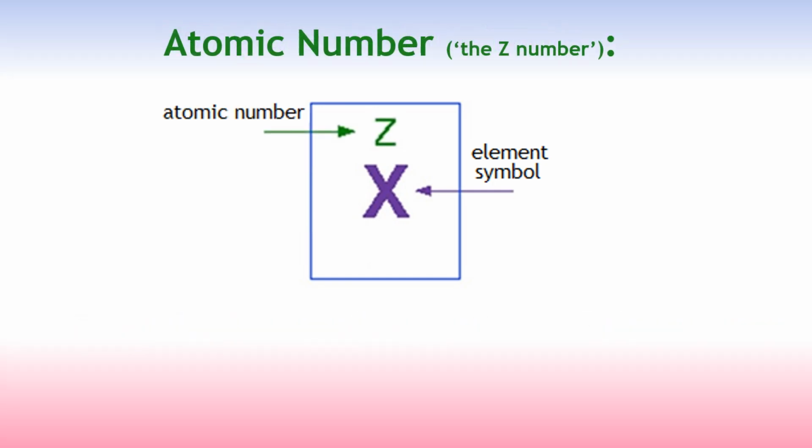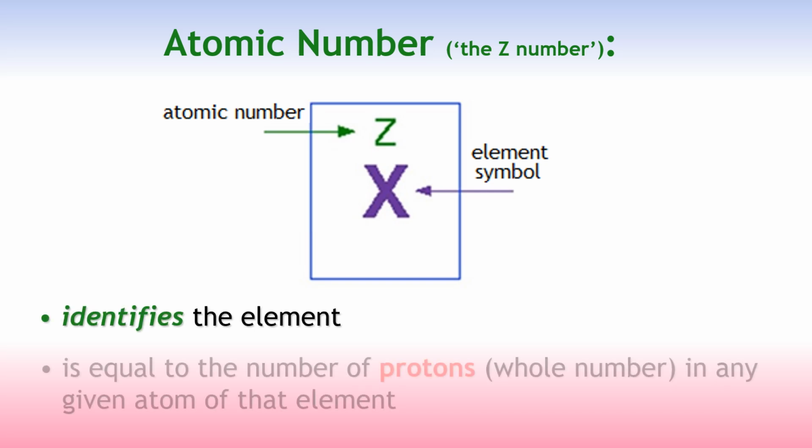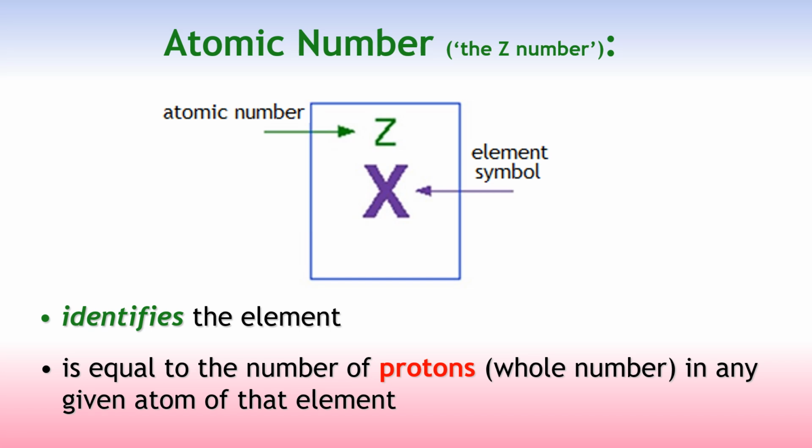Above the symbol of the element, we're going to have the atomic number, which we sometimes call the Z number. The Z number, the atomic number, it identifies the element. It's equal to the number of protons. And again, the protons come in a whole number. If you've got one proton, if your Z number is 1, you're hydrogen. If you've got 2 protons, your Z number is 2, you're helium, and so on and so forth.